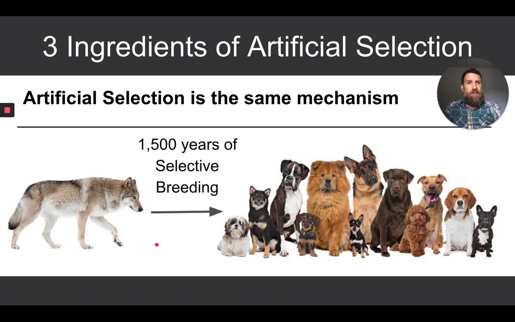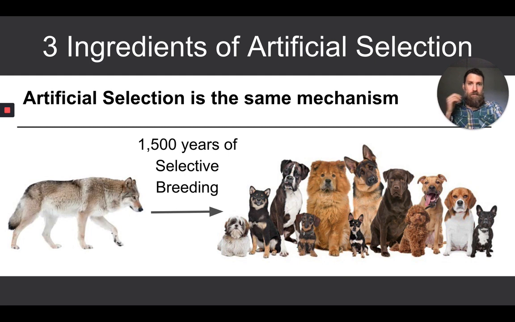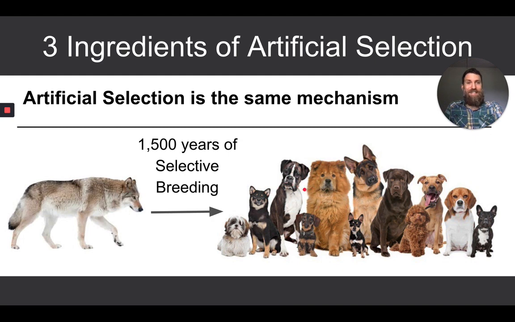Just 1,500 years of humans selectively breeding the gray wolf, and we end up with countless breeds of an astonishing amount of variation. It's really quite incredible. The way we got from here, our gray wolf, to our pets, via artificial selection, is the same thing that nature does. It's the same 3 ingredients.